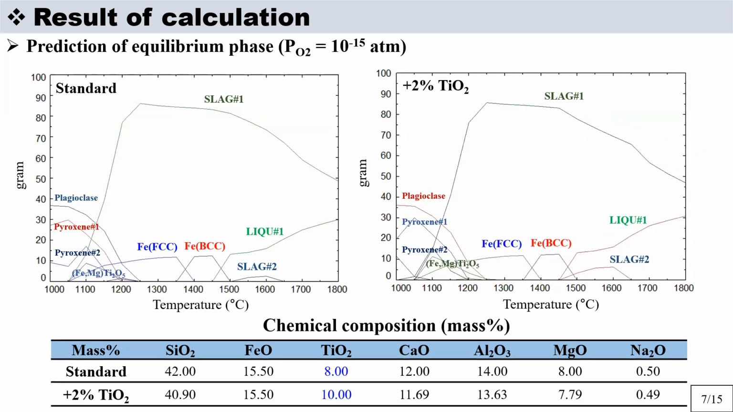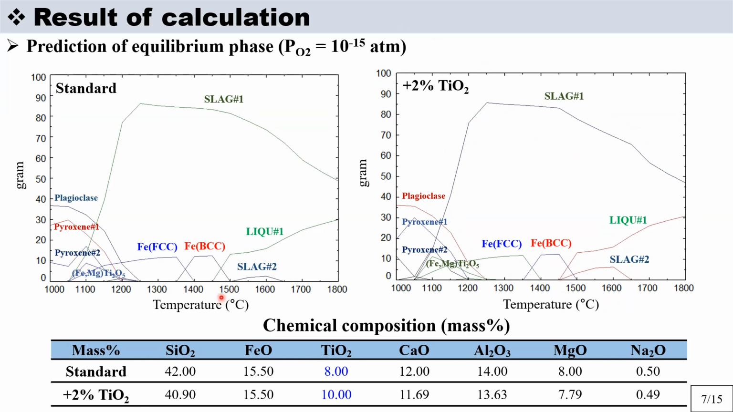On the other hand, let's compare the results where TiO2 increases. When the TiO2 increased by 2%, we can see that the amount of slag 2 also increased like this. In addition, the formation temperature of slag 2 decreases.